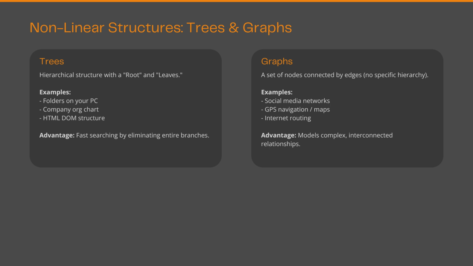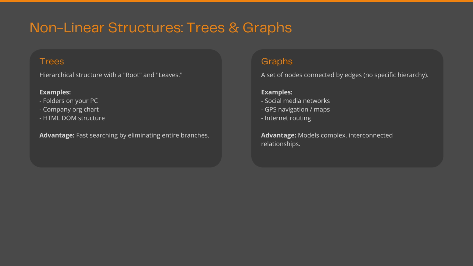Think of a GPS. Every city is a node, and every road is an edge. To find the shortest path from Maramag to Davao, the computer uses a graph algorithm. Or think of Facebook. You are a node, and your friends are connected to you. Graphs are powerful because they model the messy, interconnected reality of our world.